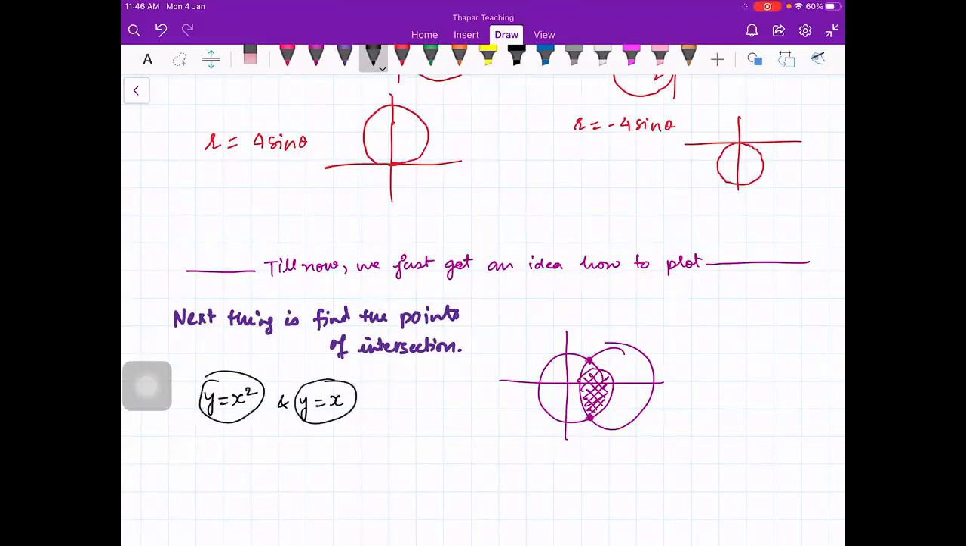You will just put x in place of y, then x is equal to x square, you will get. x is equal to x square. That gives you x into x minus 1 equal to 0. That gives you x is equal to 0 and 1.